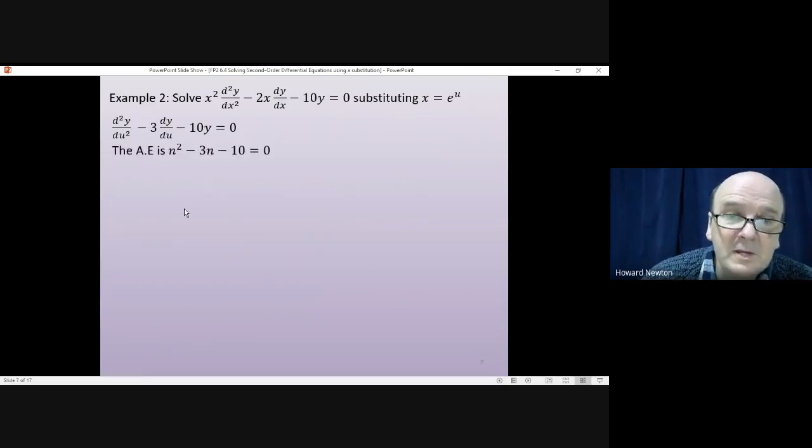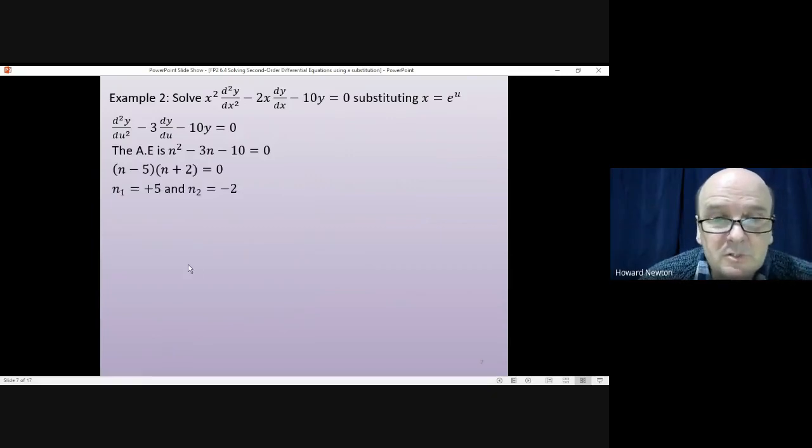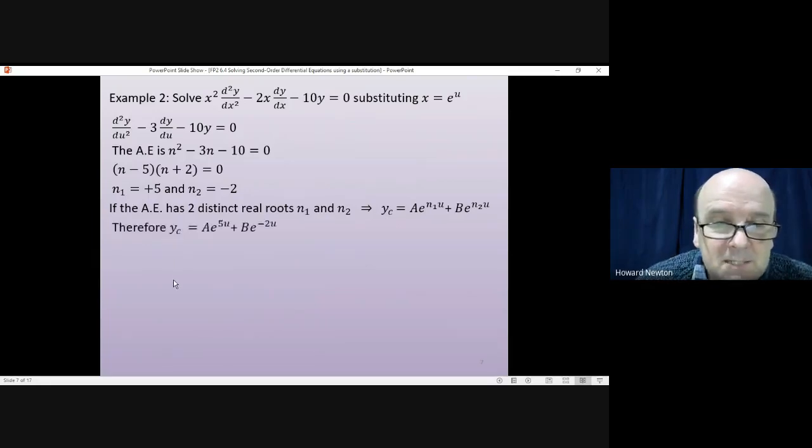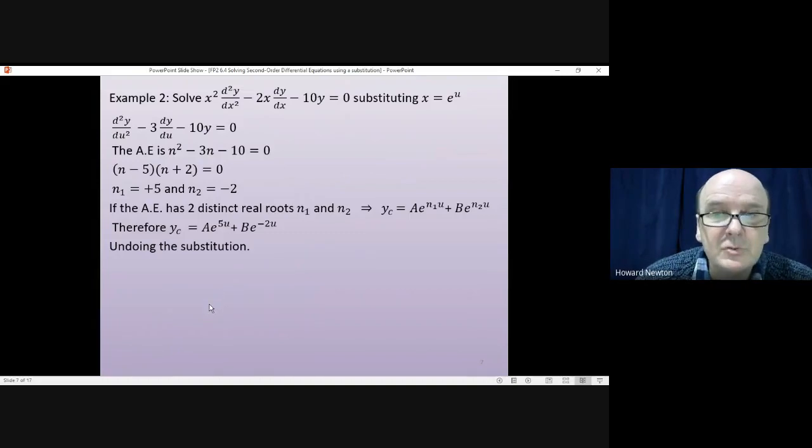So the auxiliary equation will be n squared minus 3n minus 10 equals 0, which factorizes into n minus 5 times n plus 2 is 0, with two solutions, n is 5 and n is minus 2. Now, if the auxiliary equation has got two distinct real roots, then this is the general form of the complementary function, which means in this particular case, the complementary function will be ae to the 5u plus be to the minus 2u. We now need to undo the substitution, x equals e to the u.